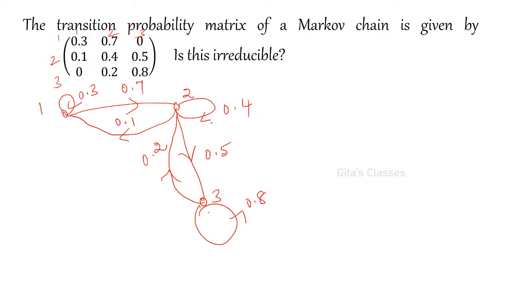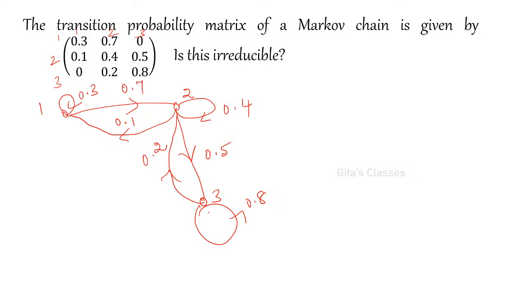If you consider any state, you should be able to reach all the other states. Each period is 1. It need not be regular. There is no relationship between regular and irreducible.